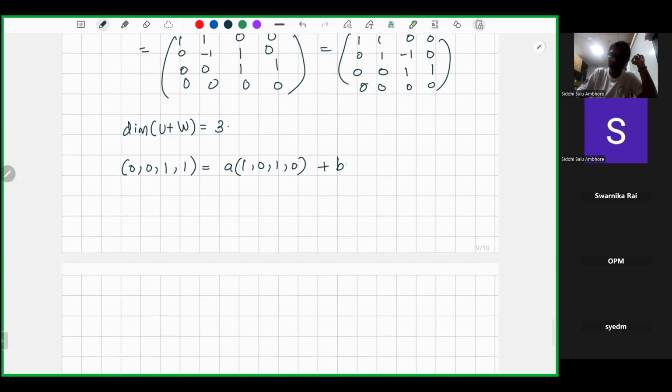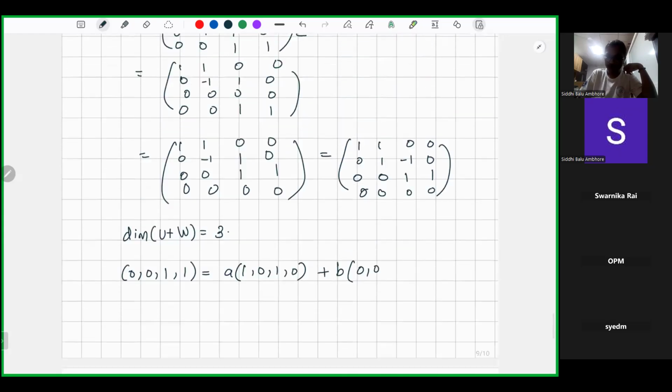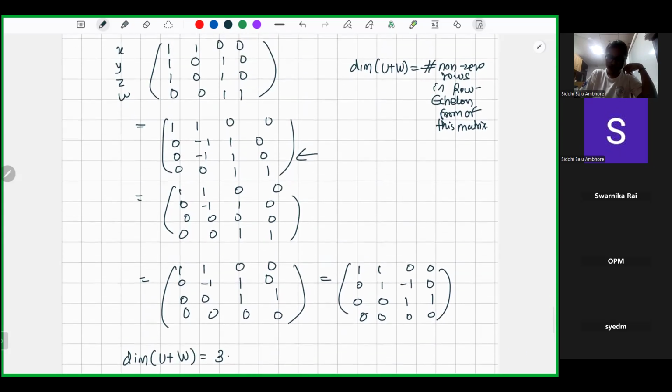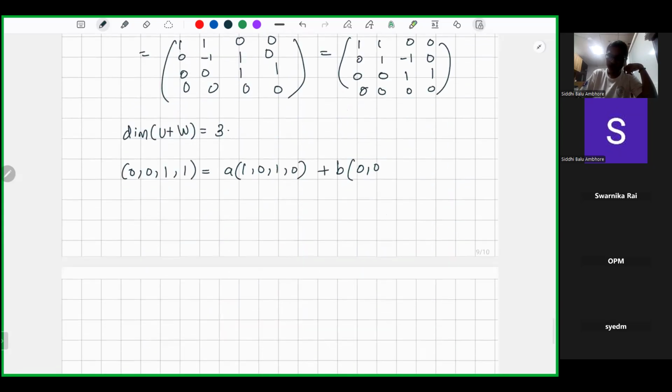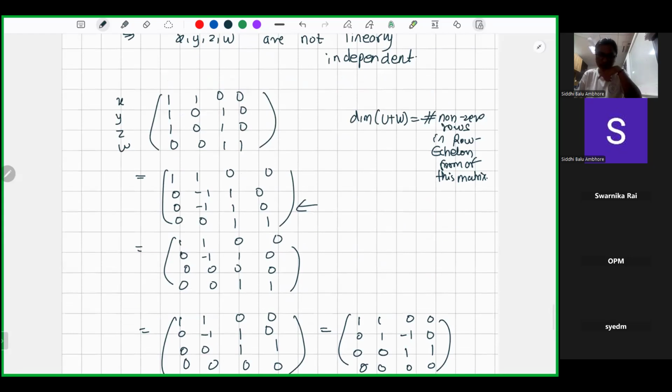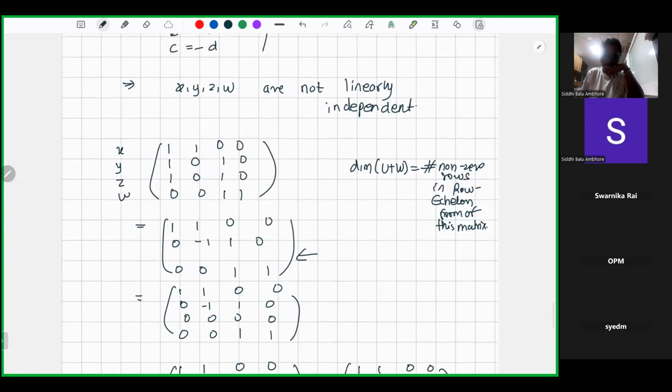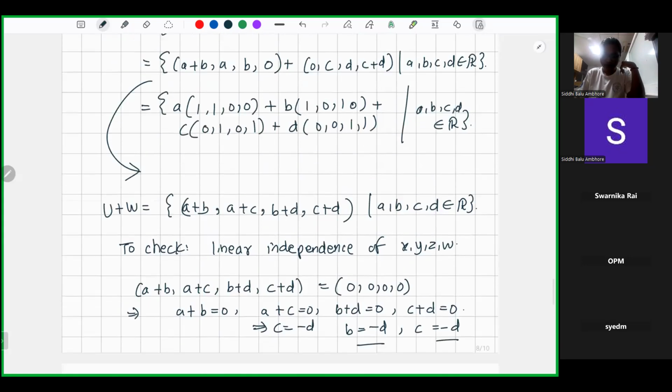So that's what we are doing here. B is what? 0, 0, 1, 1. So did I make any mistake here? Sorry, I think I made a mistake here. Oh, sorry.